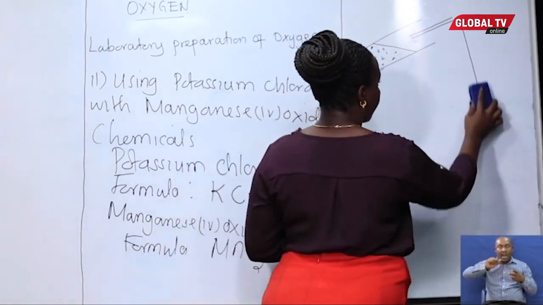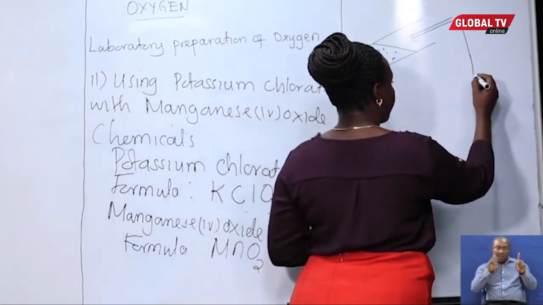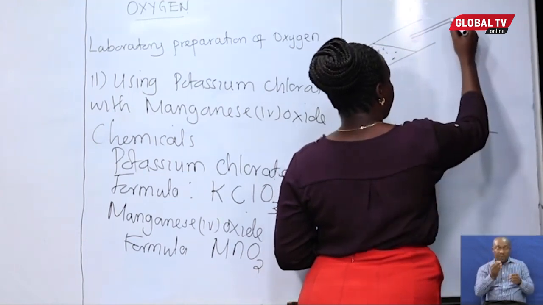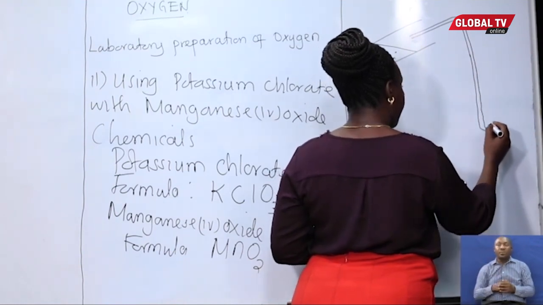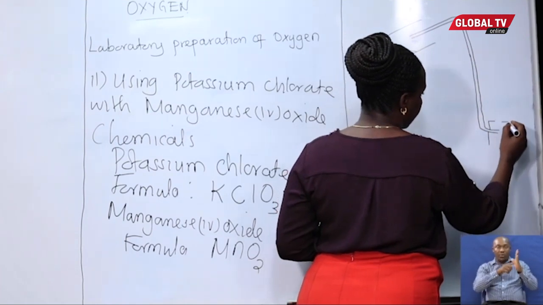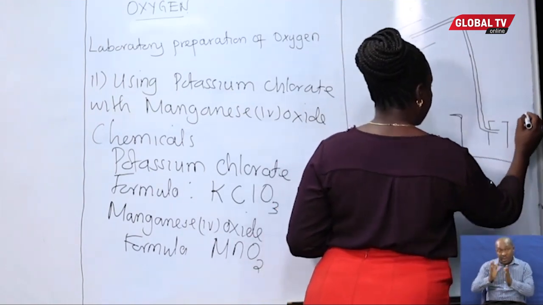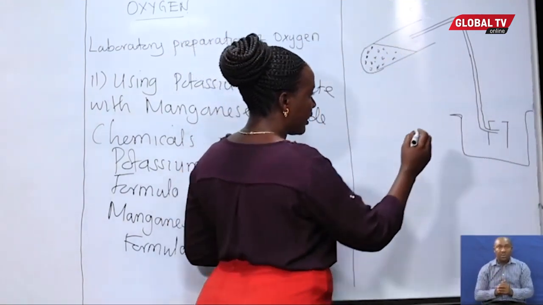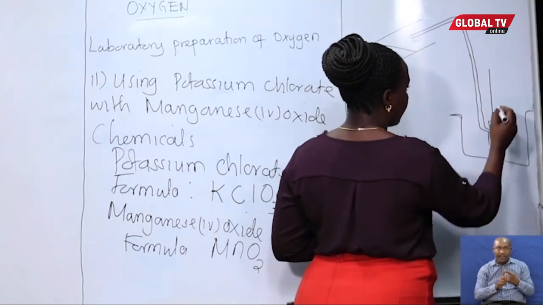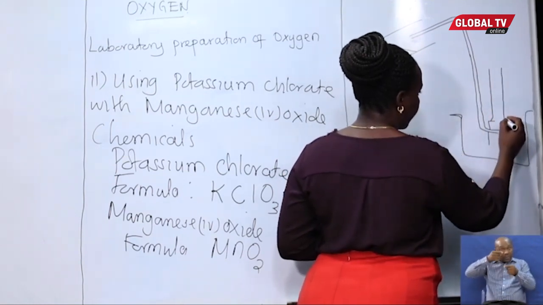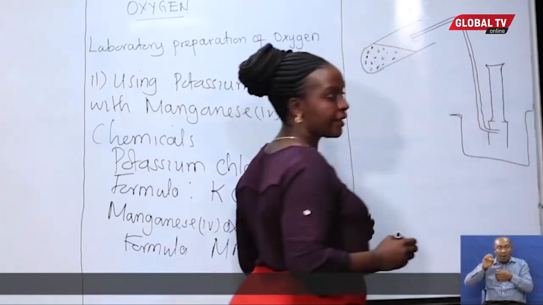We are going also to have a trough. That trough will be filled with water and a beehive shelf. This beehive shelf is where the delivery tube is inserted, and this is a trough containing water. Then over the beehive shelf, we are placing a gas jar. Why a gas jar? Because it is used to collect the gas.